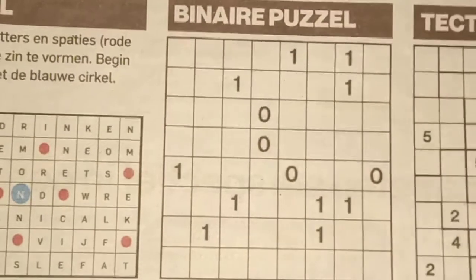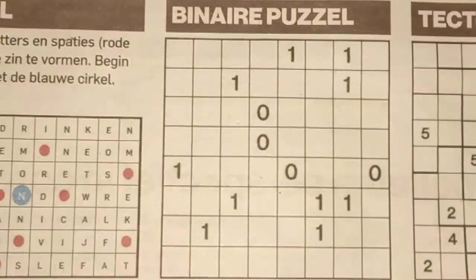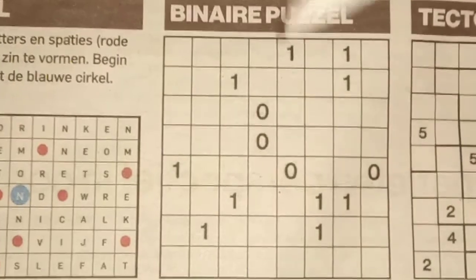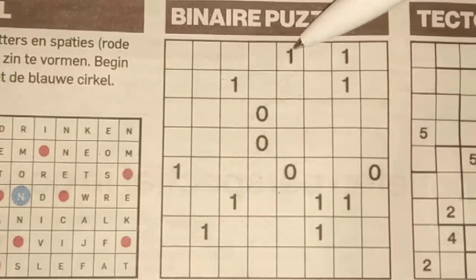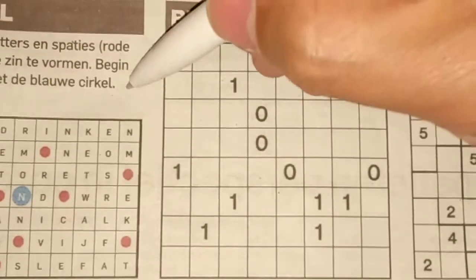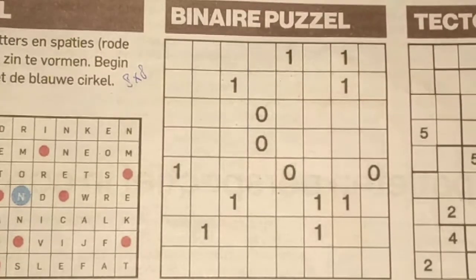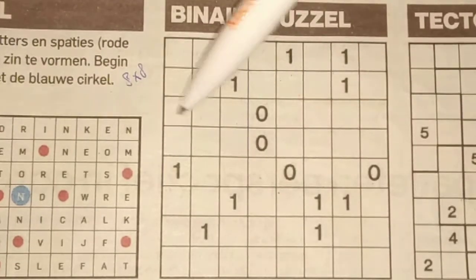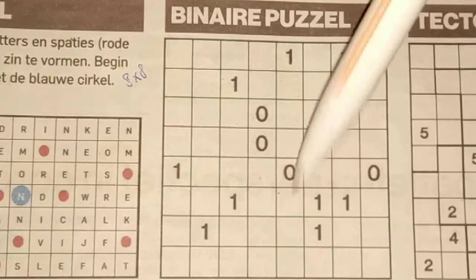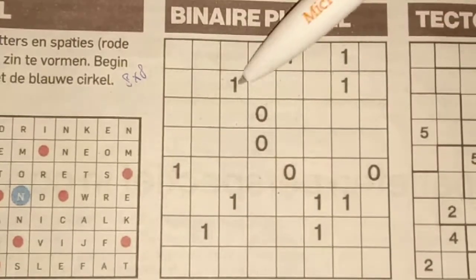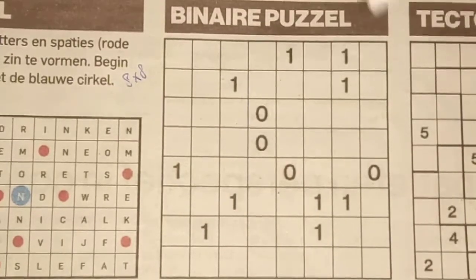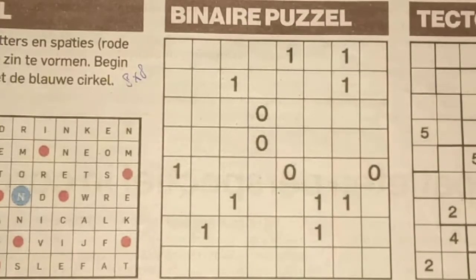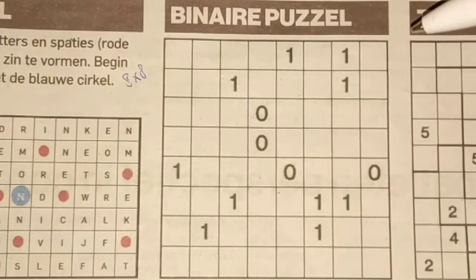It's a binary puzzle, I see. And what kind of binary puzzle is this? Let me count. 1, 2, 3, 4, 5, 6, 7, 8. It's an 8 by 8 binary puzzle. That means in a row or in a column, there's always 4 ones and 4 O's. So let's get started.